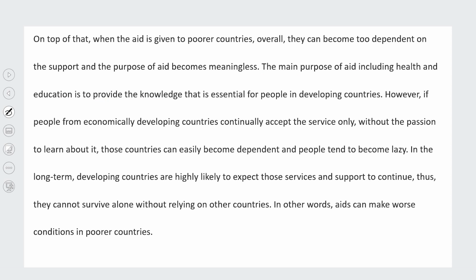However, if people from economically developing countries continue to accept the service only, again, so this is the same as we had before. For me, this is too vague. You need to be specific. What service? What do you mean by that? I don't actually know what he means with this sentence, so it needs to be more specific.